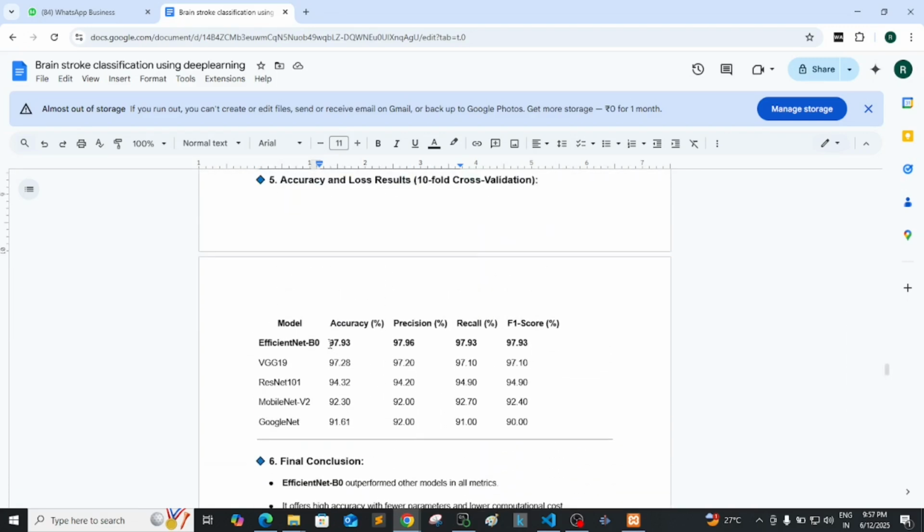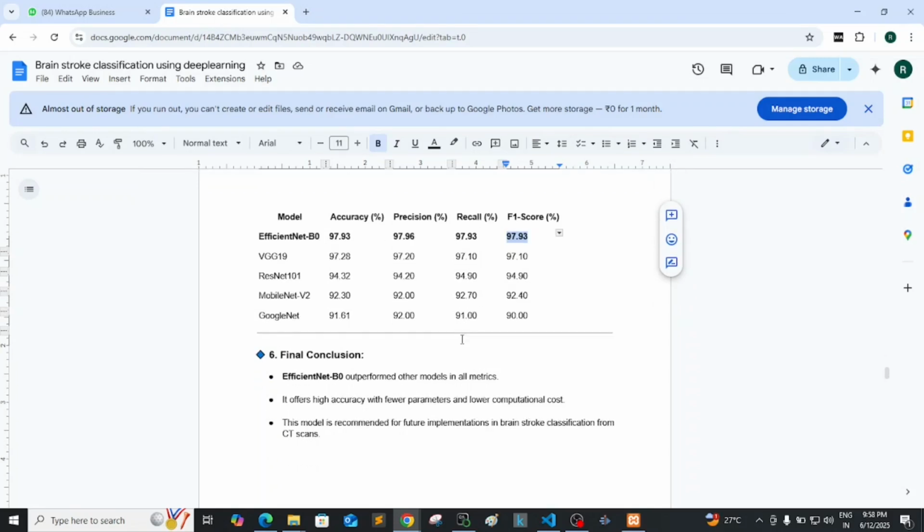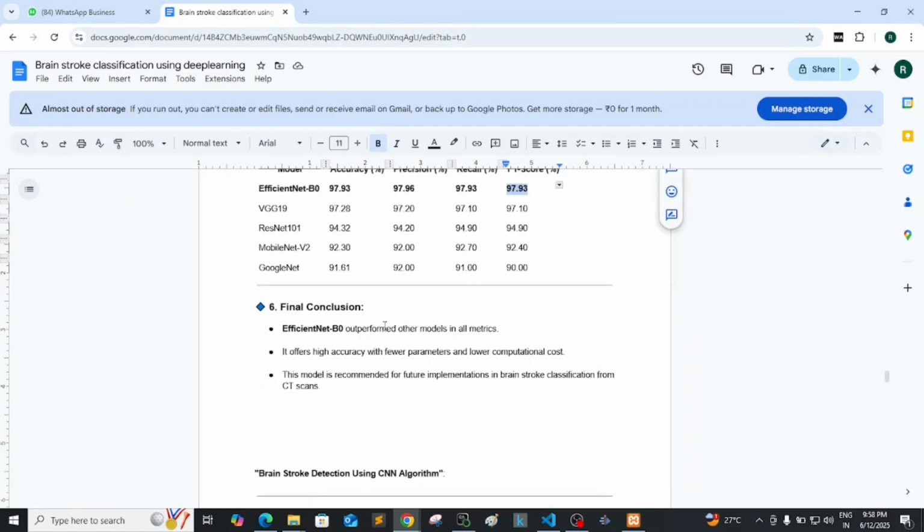As I told you already, they are getting accuracy 97.93 with classification report parameters like precision 97.96, recall 97.93, as well as F1 score 97.93. These are the different accuracies obtained for this particular model with their code. And finally, the conclusion is very simple: EfficientNet B0 is overtaking all other models.